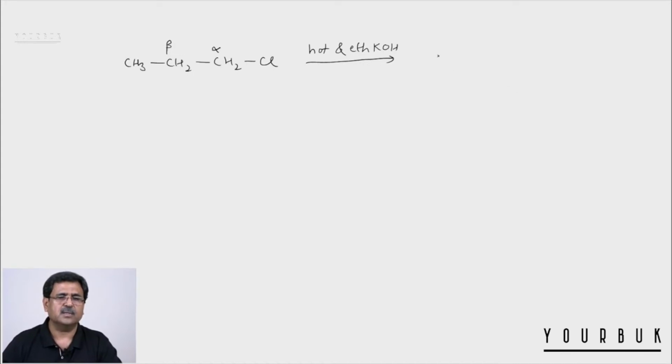In this case the alkene is propene, CH3-CH=CH2, plus the side products, which you can write as KCl plus water. The main product of this reaction is propene.